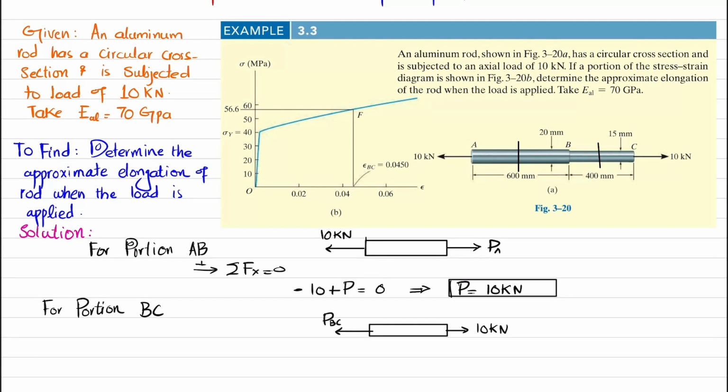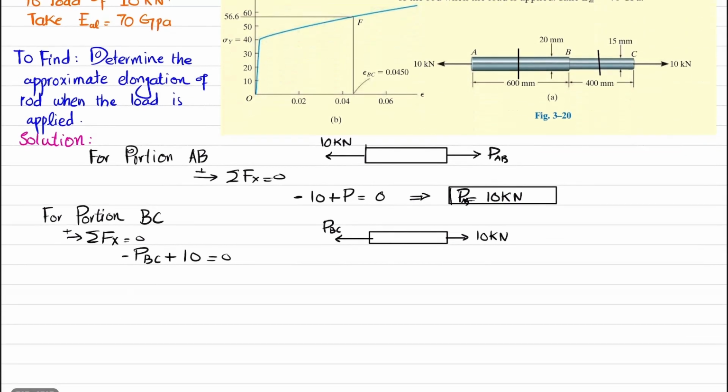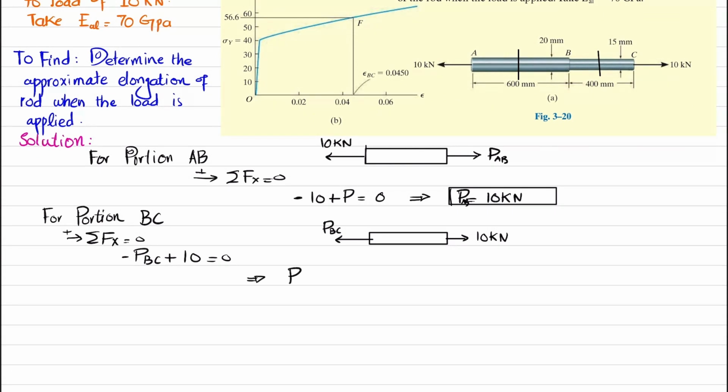I can write it over here to differentiate PAB. So we will find this PBC by using this equation, and it will give you the same: minus PBC plus 10 kilonewton is equal to 0. So from here you will get PBC equal to 10 kilonewton. Now you know that both rods have the same load, that is 10 kilonewton.